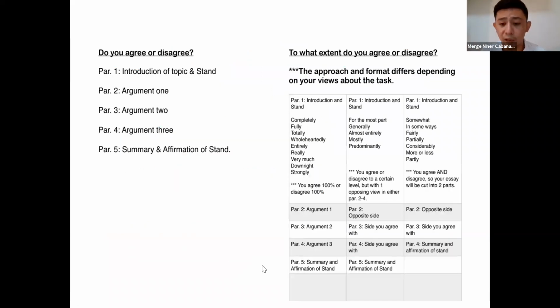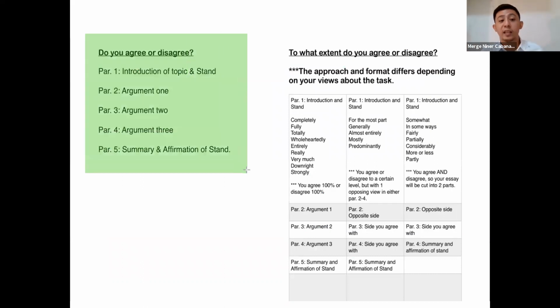All right, just to compare side by side, what are we going to expect in a do you agree or disagree is this. You have paragraph 1, the introduction of topic and the stand. Then you will be giving argument 1. Why did you agree, disagree? Reason, examples. And then reason 2, argument 2. Why did you agree? Why did you disagree? Reason 2, explanation, expansion, and then examples. And then you have your argument 3, which again follows the same format. You have the reason, and then if you can provide an example, then do so.